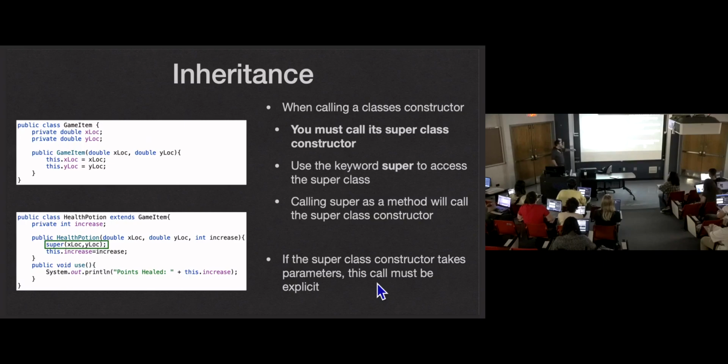This is getting a little ahead of things, but if I had a public method here and I wanted to call it from my health potion class, I can use the same keyword and use super dot and then the method name to access it. I can't access my variables because they're private. Private does mean private. That's a very powerful keyword. It means these variables can only be accessed from within the class, from within the braces of the class.